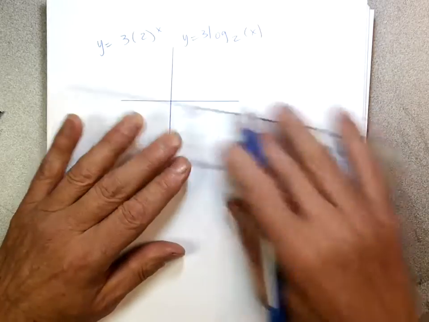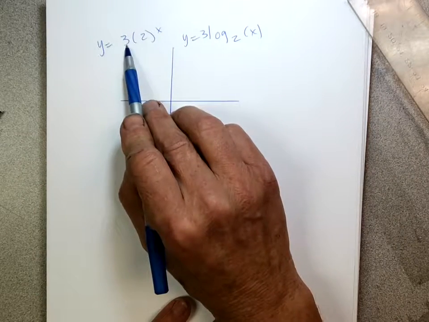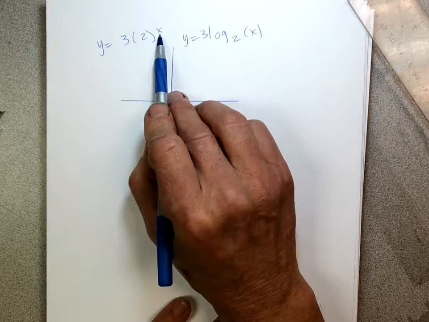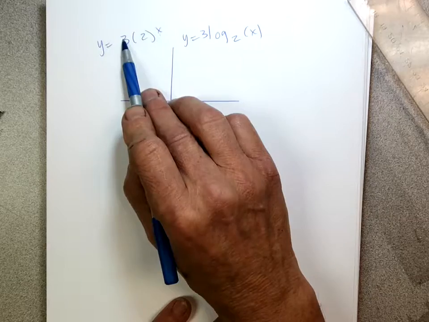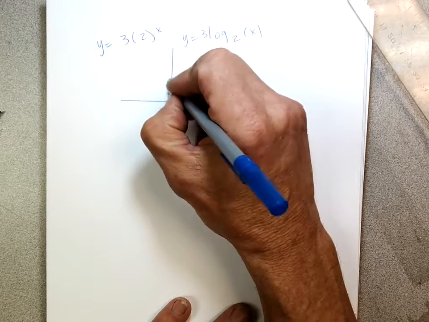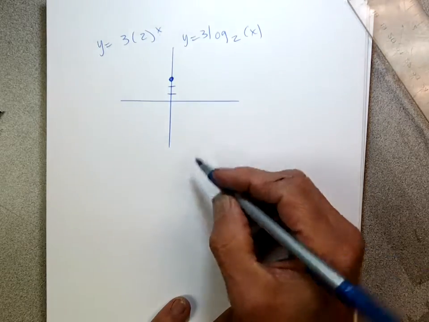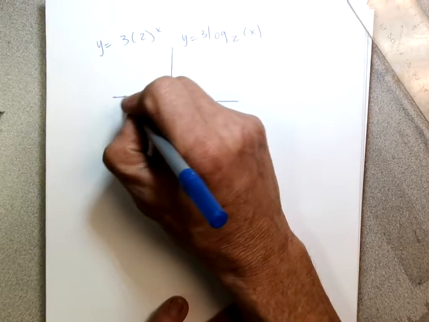Whatever number is here is where it goes through the y-axis, because anything to the 0 power is 1. So all of this is 1 times 3, which is 3. So I'm going to go 1, 2, 3. It's got to go through 3. It's exponential, so it's just going to go like that, okay?